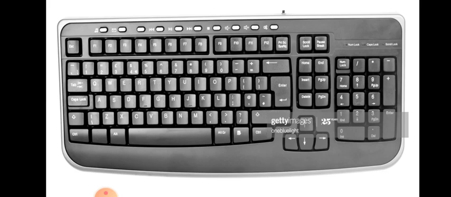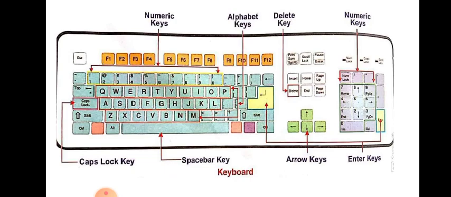Dear children, the picture displayed here is of a QWERTY keyboard that we usually use at home and in the school computer lab. If you are told to label it, how will you label it? You can label it like this, as I have displayed on the screen. 0, 1, 2, 3, 4, 5, 6, 7, 8 and 9. All these are numeric keys.